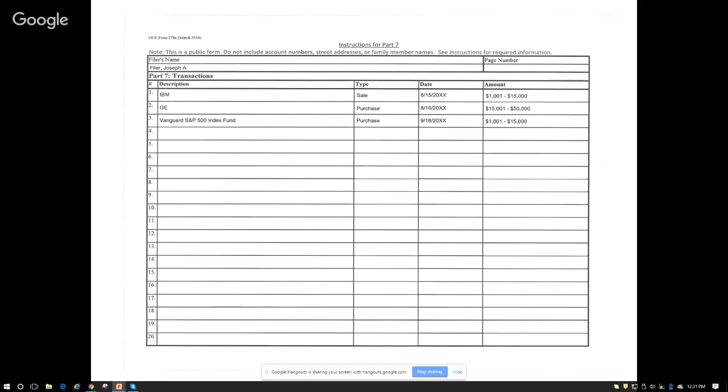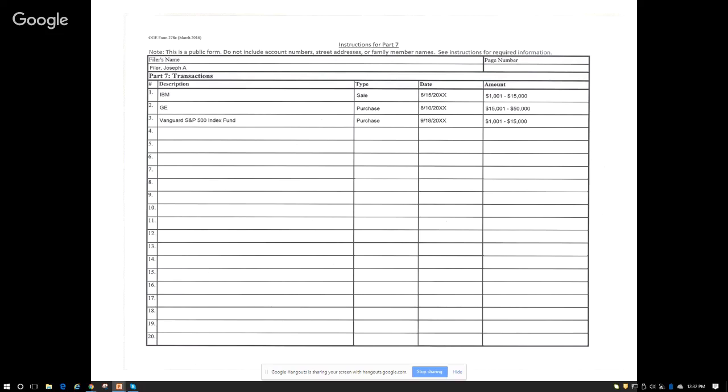Okay, part 7 is where the filer reports transactions. A transaction is basically just a purchase or sale of a security or real property held for the investment value or production of income. Our filer has reported transactions.